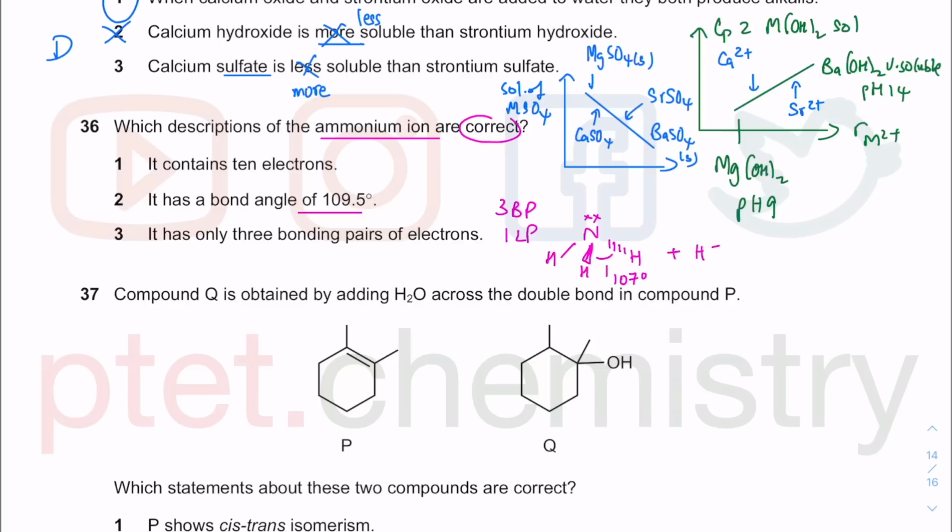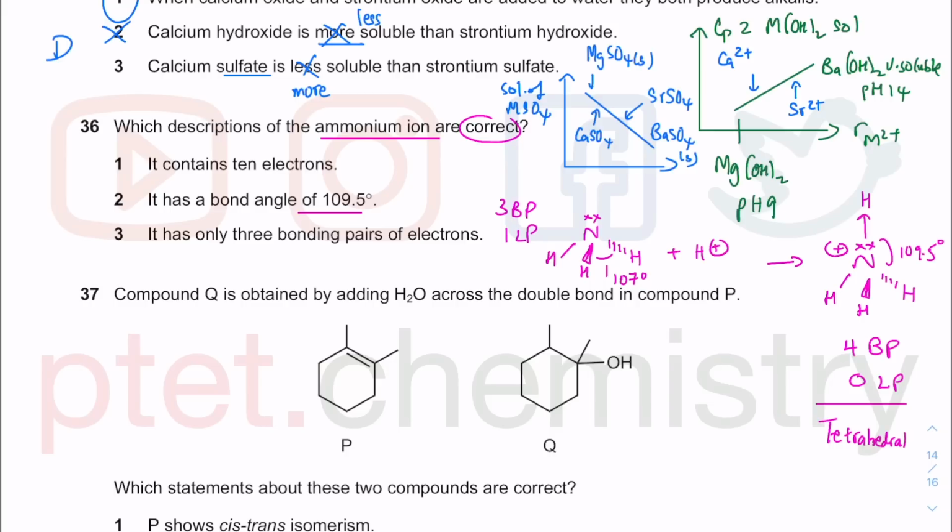And when you add a H plus, you're going to form a dative covalent bond. A dative covalent bond is a single covalent bond, and it counts as a sigma bond. And now you have 4 bond pair and 0 lone pair, having used the last remaining lone pair to form a dative covalent bond. When the 4 bond pair repel equally, you're going to get a tetrahedral shape, and that is going to be 109.5 degree there, just like CH4. So number 2 is correct.